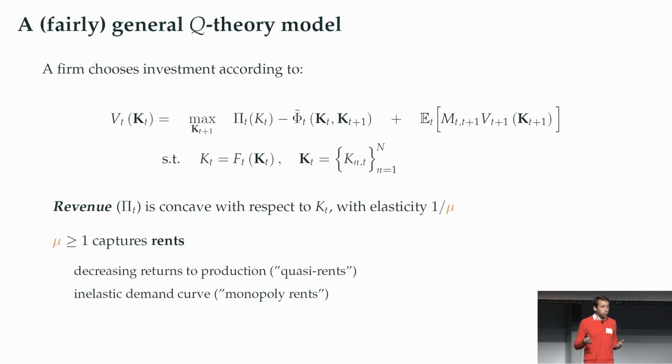Now here, you could think of various micro-foundations, and we entertain them in the paper. It could be decreasing returns to production, if there's some fixed factor. It could be an inelastic demand curve for the firm's products. We're not going to really take a stance on that. We're only going to assume that there is some degree of concavity, and we're going to try to estimate that degree of concavity.